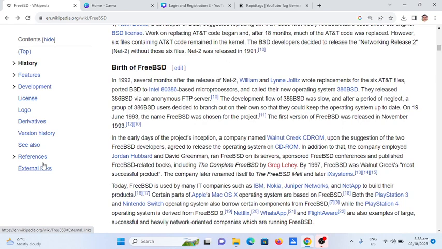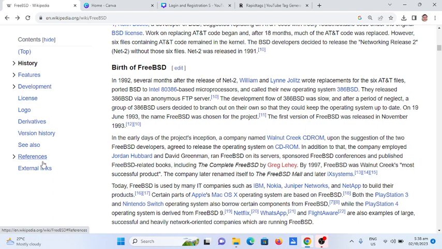Birth of FreeBSD. In 1992, several months after the release of Net 2, William and Lynne Jolitz wrote replacements for the 6 AT&T files, ported BSD to Intel 80386 based microprocessors and called their new operating system 386BSD. They released 386BSD via an anonymous FTP server. The development flow of 386BSD was slow, and after a period of neglect, a group of 386BSD users decided to branch out on their own so that they could keep the operating system up to date.